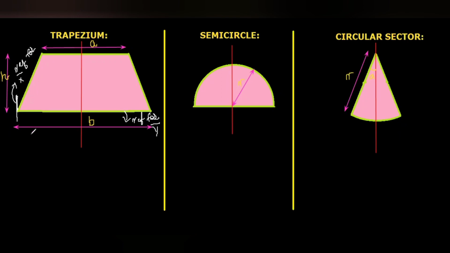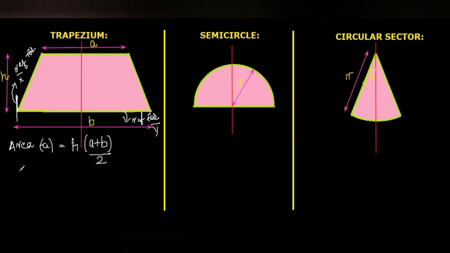Here you can see first the area of the trapezium, that is equal to h multiplied with (A plus B) divided by 2. h is the vertical height, and A and B are the widths of the two sides, smaller and larger, A plus B by 2.